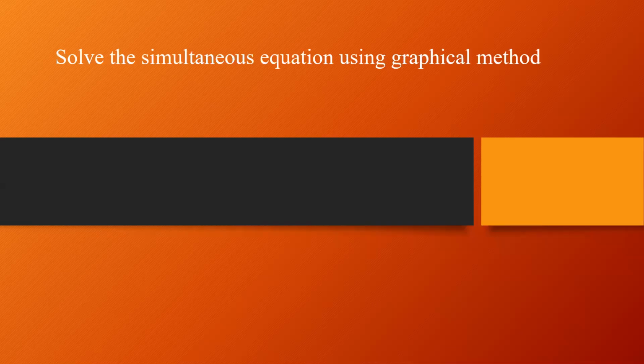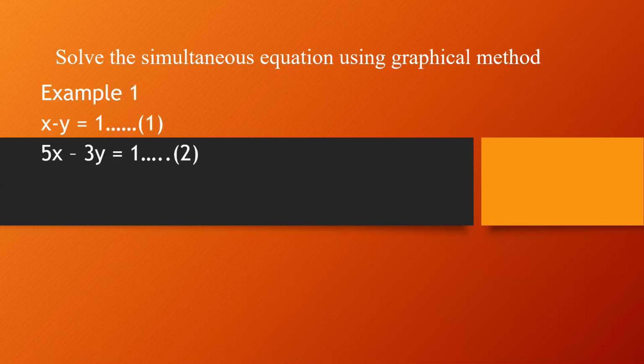Today we are going to solve the simultaneous equations using a graphical method, and the example which we will be solving is this. The first equation is x minus y equals 1 and 5x minus 3y equals 1. So we will find the solution of these two simultaneous equations by using a graphical method. Okay, so let us solve these two equations first.